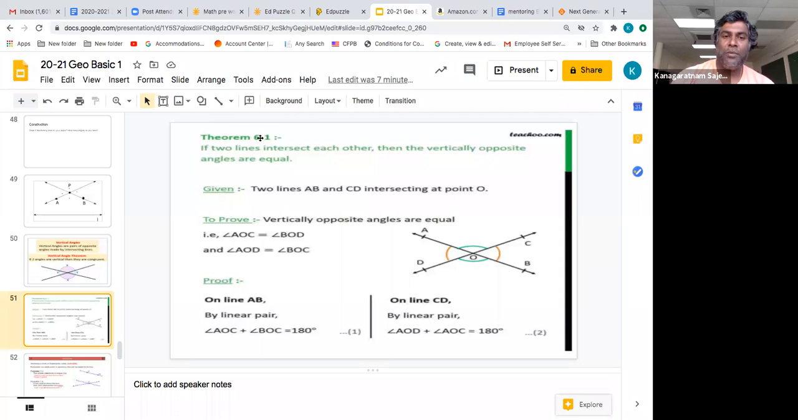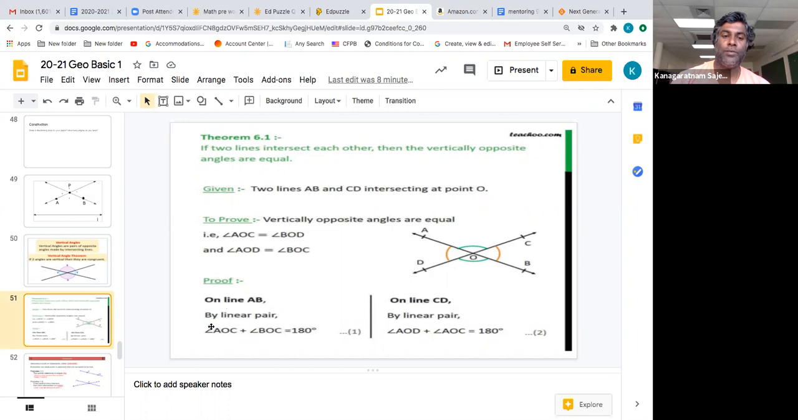You don't need to name it, but I want you to know if two lines intersect each other, then the vertically opposite angles are equal, which is called vertical angles. This is the proof. Two lines are crossing, and vertically opposite angles are equal. So AOC and BOD are equal.